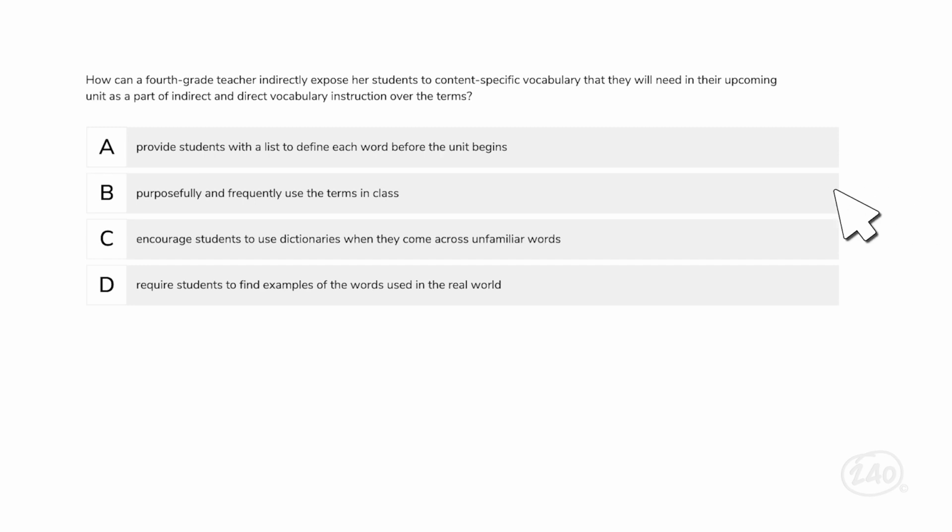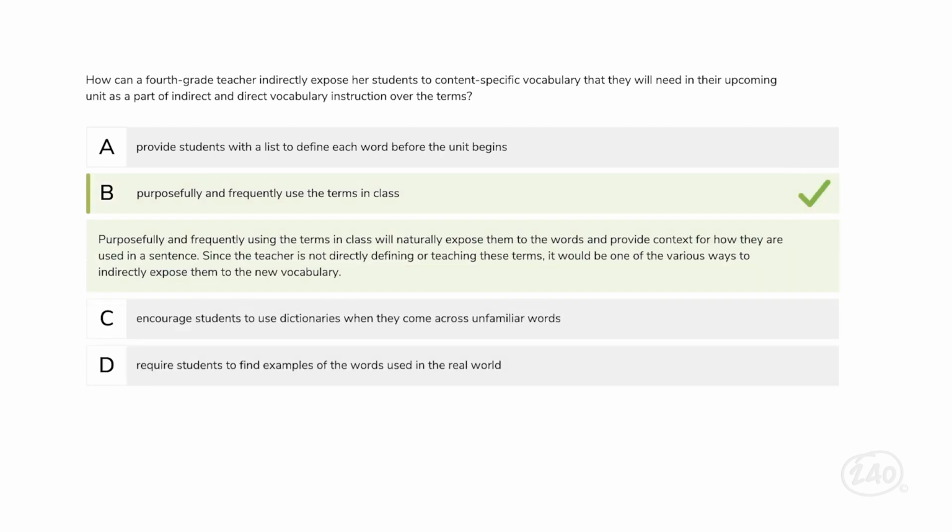This is the best choice. Purposefully and frequently using the terms in the class will naturally expose them to the words and provide context for how they were used in a sentence. Since the teacher isn't directly defining or teaching these terms, it would be one of the various ways to indirectly expose them to the new vocabulary.